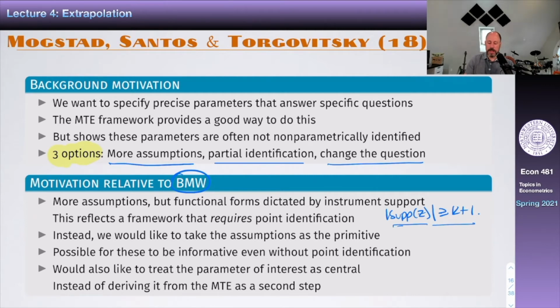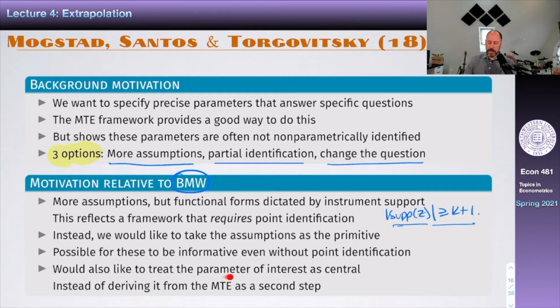So here instead, we would like to take the assumptions as the primitives. First, we're going to impose the assumptions where we're going to say we're going to estimate a polynomial of degree 5. We're going to assume that the marginal treatment effect is separable, or whatever it is, assumptions that we're going to impose. And those are going to come first before we look at whether our instrument is good or bad. And then the idea is that if we follow this approach, we can still make informative statements, even if we are not working under a framework that requires point identification.